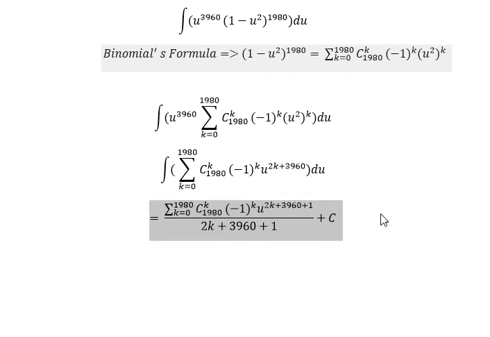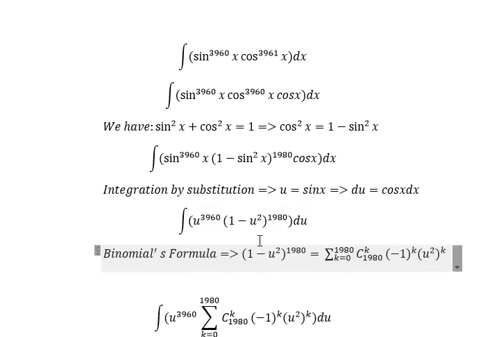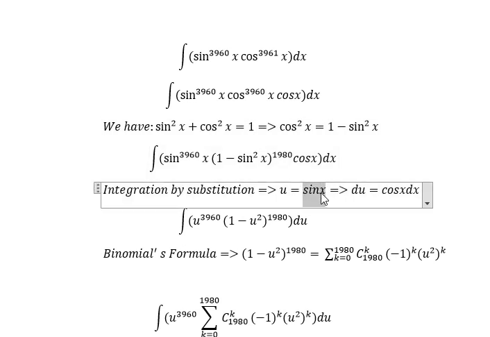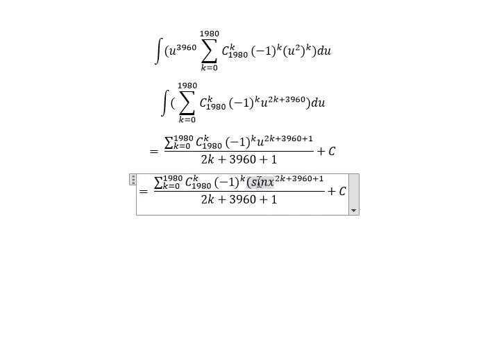Next, we know that u equals to the sine x. We change back to the sine x here. And this is about the answer for the question.